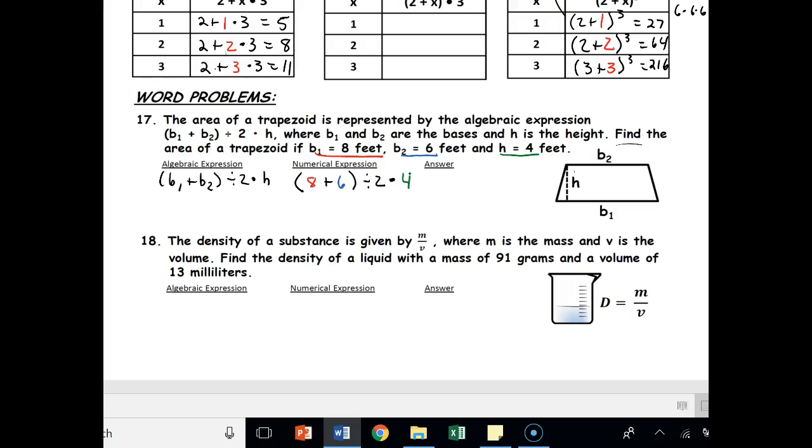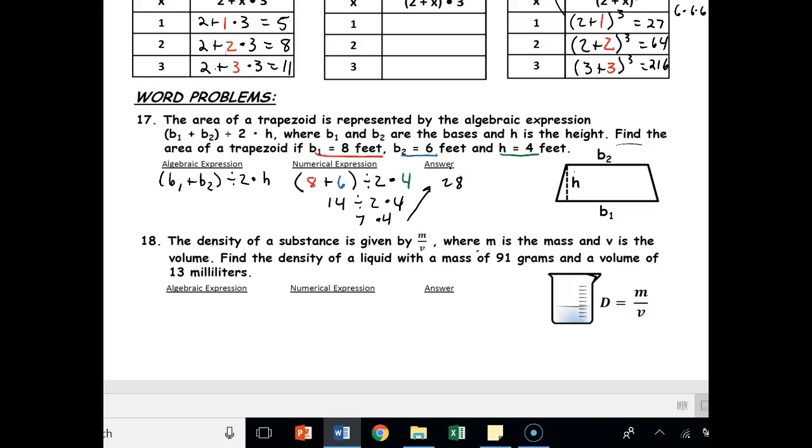Right, and now we just work this out, right? So we do parentheses first. 8 plus 6 is 14. Then divided by 2 times 4. Remember, you multiply or divide whichever comes first as you read left to right. So as I read left to right, division comes first. So 14 divided by 2 is 7. And then 7 times 4 gives us our answer of 28.